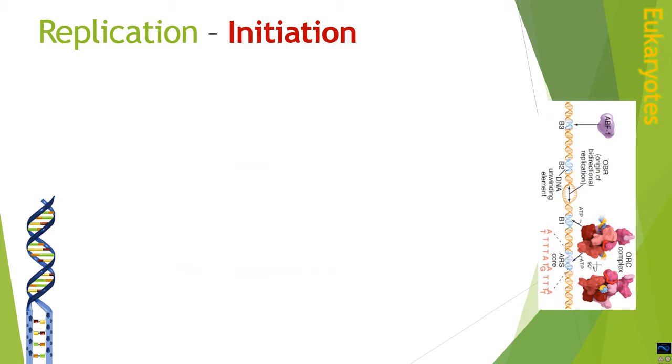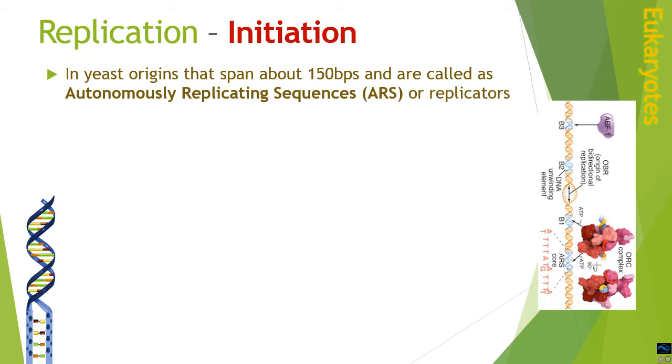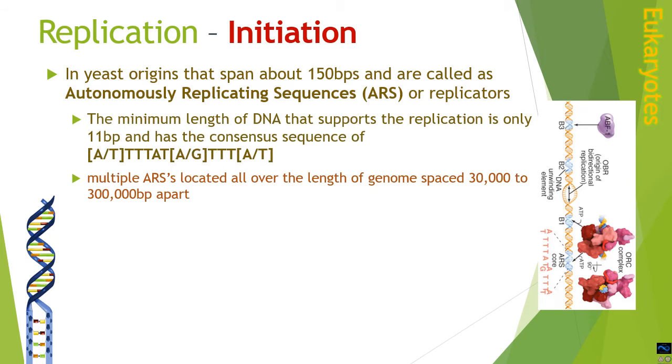In eukaryotes, as an example, in yeast, the origins are called autonomously replicating sequences or replicators. They are usually 150 base pairs in length and contain several conserved sequences. The minimum length of conserved sequence which supports the replication initiation is found to be 11 base pairs, as shown in the slide.